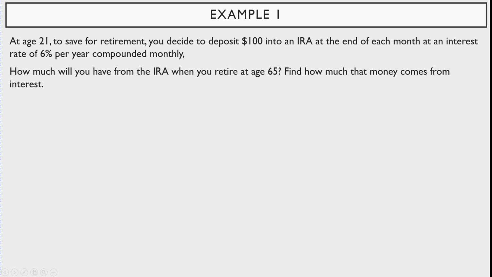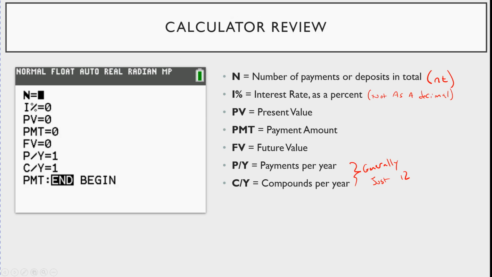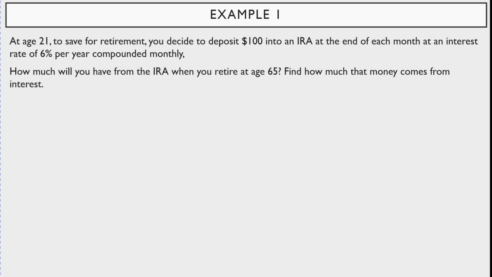So let's just write down the options from the calculator: N, I%, PV, PMT, FV, compounds per year, and payments per year. So we have to first off figure out what we're trying to solve for here.